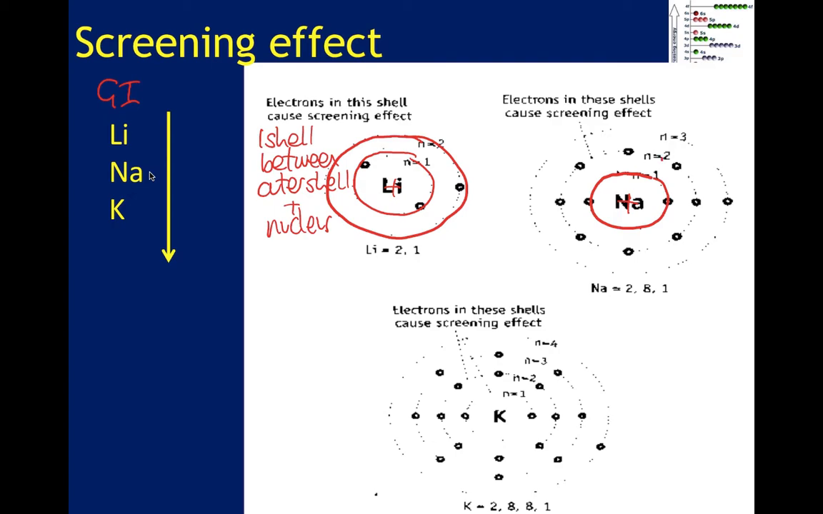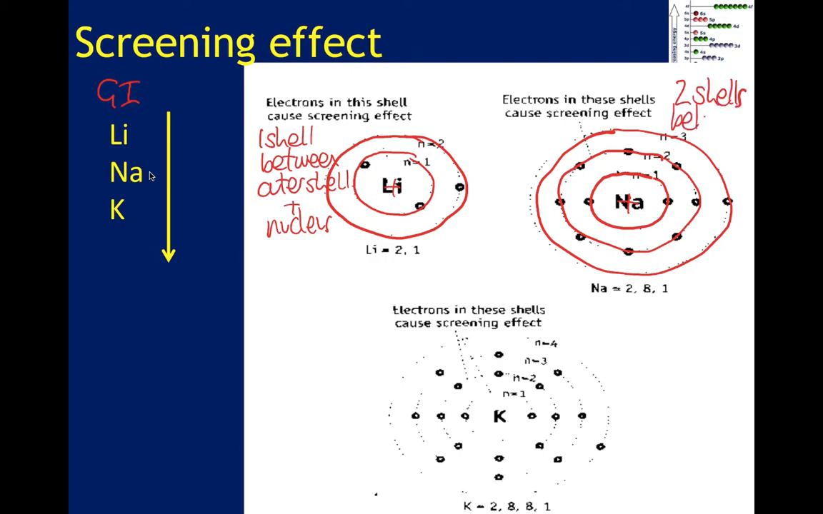If we look at sodium now, this is my positively charged nucleus. I now have 1 energy level, 2 energy levels, and finally the last electron is in the 3rd energy level. So there are now 2 shells between the outer electron and your nucleus. So that is your screening effect, the fact that you're getting these extra layers between your nucleus and your outer shell.